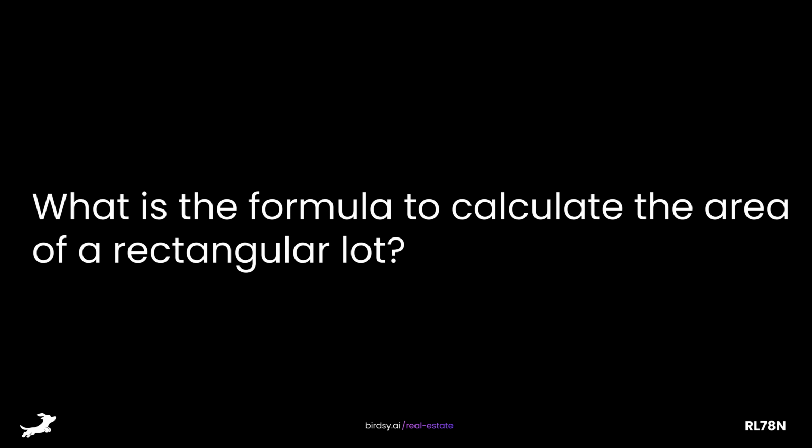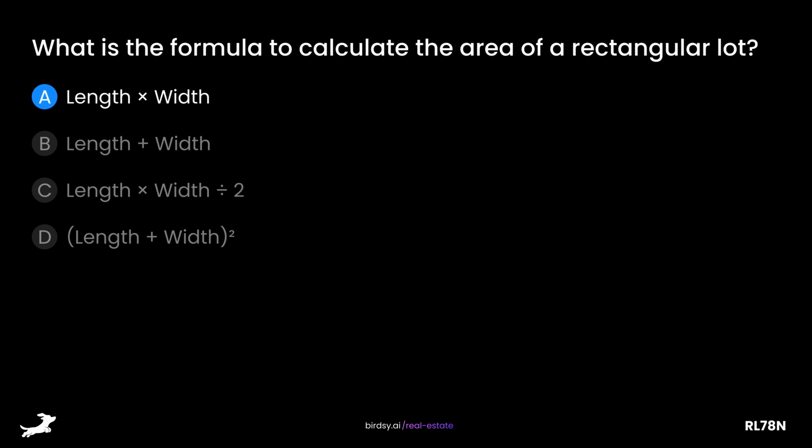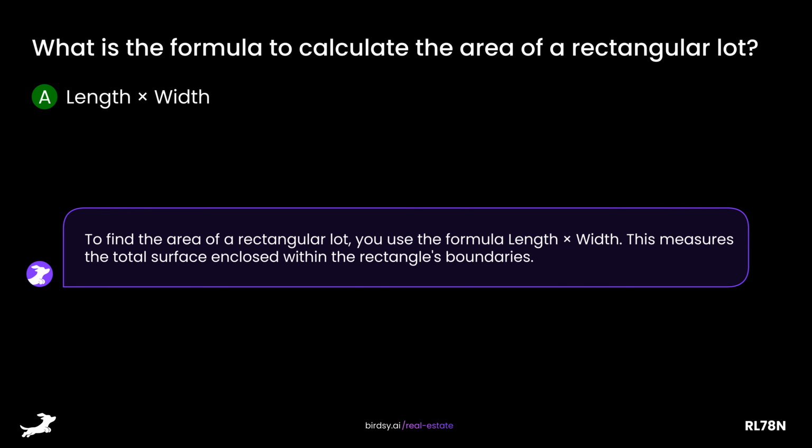Real estate math. Basic math concept. What is the formula to calculate the area of a rectangular lot? Is it A, length times width, B, length plus width, C, length times width divided by 2, or D, length plus width? The answer is A, length times width. To find the area of a rectangular lot, you use the formula length times width. This measures the total surface enclosed within the rectangle's boundaries.